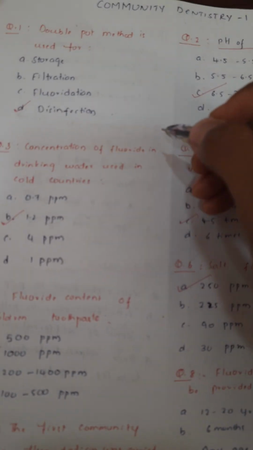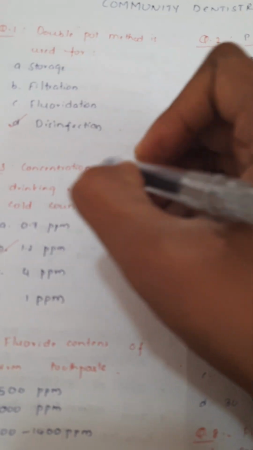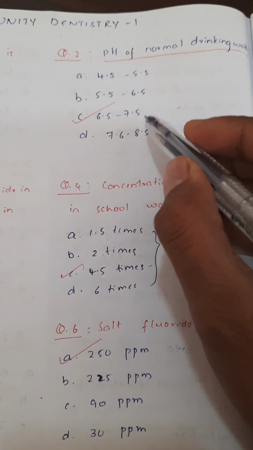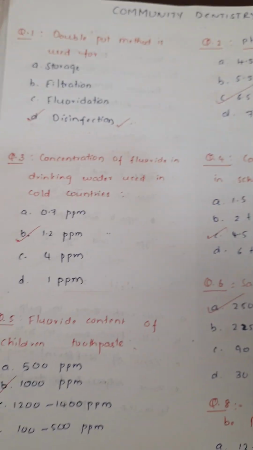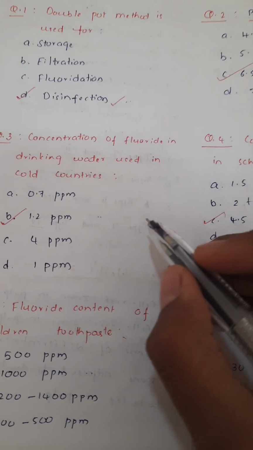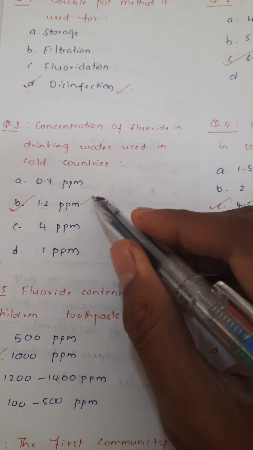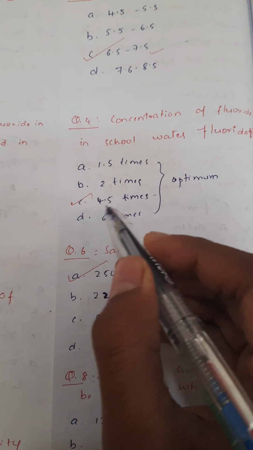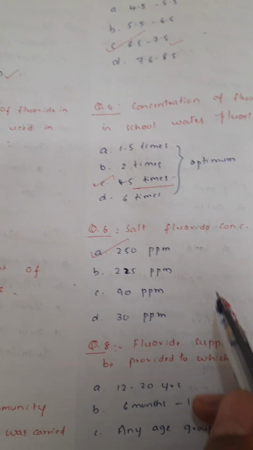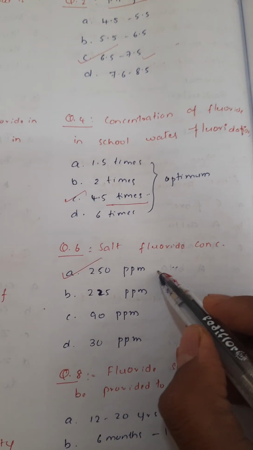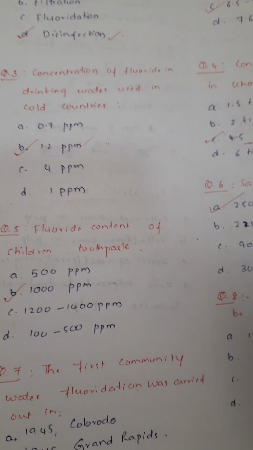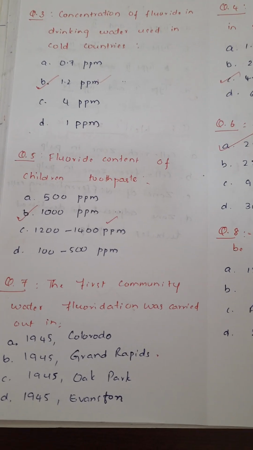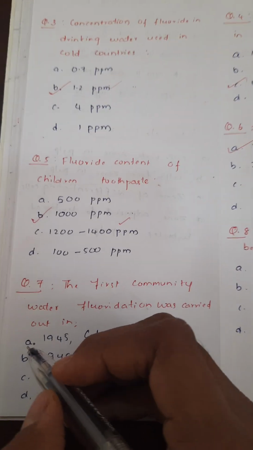Is community dentistry. Double pot method is used for disinfection, and if you see, the pH of normal drinking water is around 6.5 to 7.5. Concentration of fluoride in the drinking water is around 1.2 ppm, and if you see, concentration of fluoride in school water fluoridation should be 4.5 times of optimum level. Salt fluoride contains 250 ppm, and fluoride content of children's toothpaste is 1000 ppm, and the first community water fluoridation was carried out in Grand Rapids in 1945.